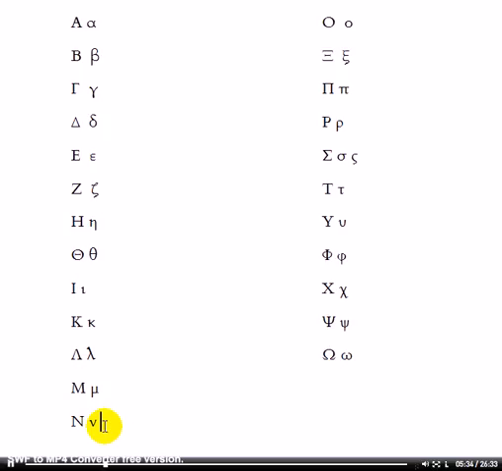The nu, capital Nu, looks exactly like an N. However, the lowercase nu is a little bit confusing. It looks kind of like the English letter V, but it's not. It's the letter nu, and it has an N sound to it. It's very easy to pronounce, but it's a little bit hard to recognize at first.